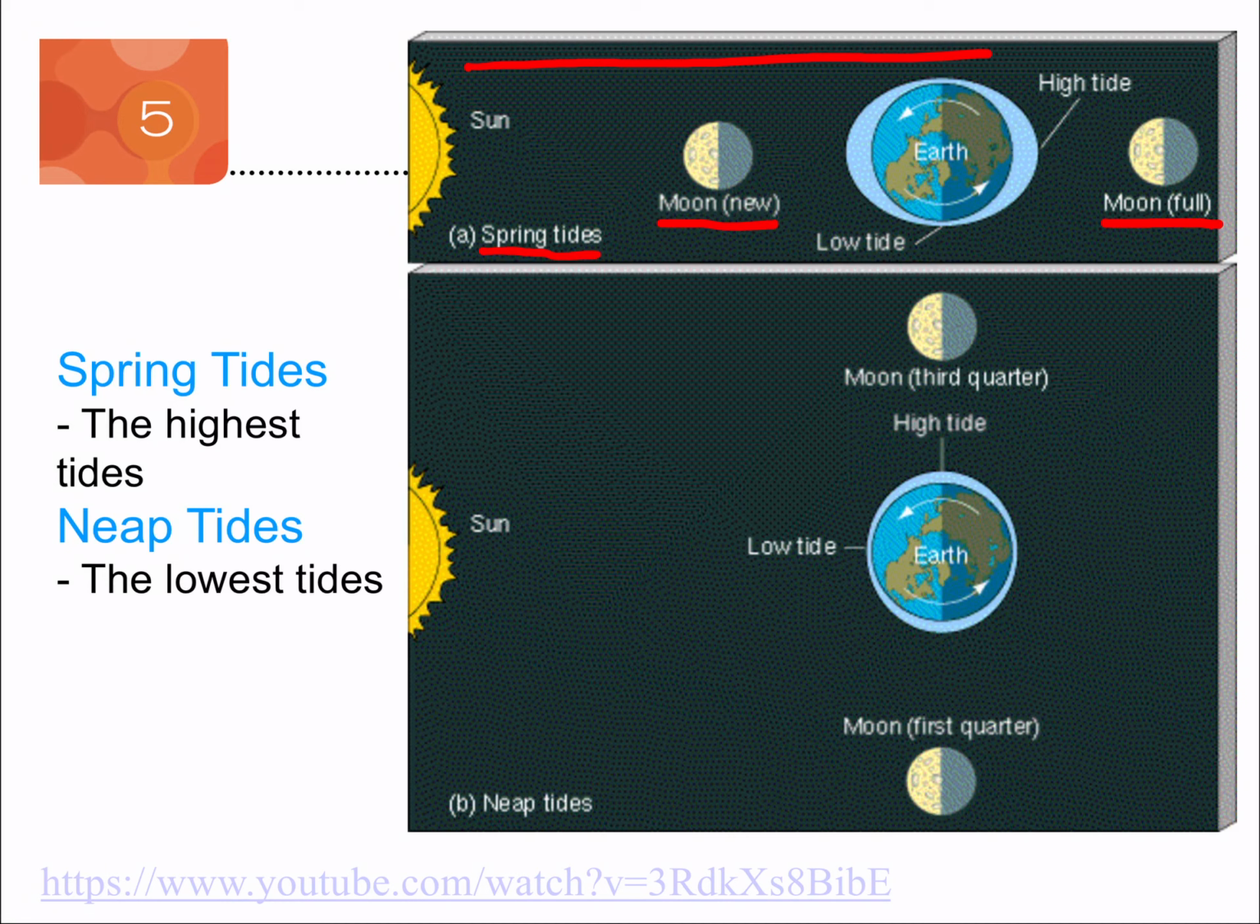Neap tide, on the other hand, is going to be the lowest tides. Here, you're going to have the lowest high tides and the lowest low tides. Notice this orientation. You have the sun, and then you have the moon and the earth perpendicular to the sun. A neap tide is going to occur at a third quarter moon and also at a first quarter moon.